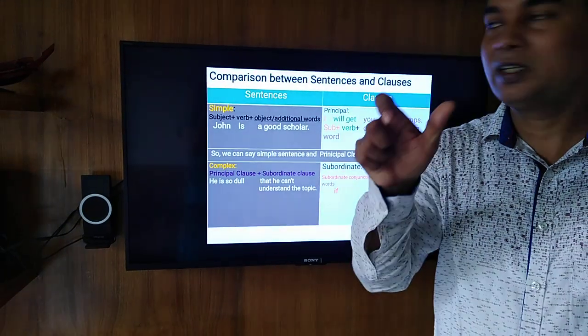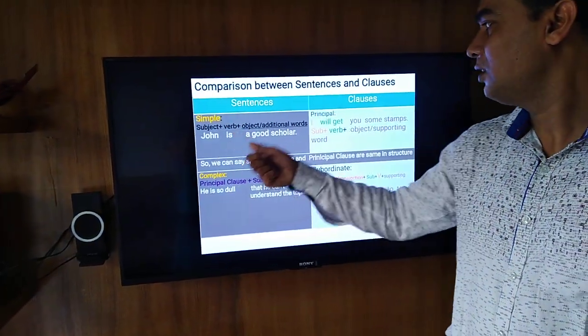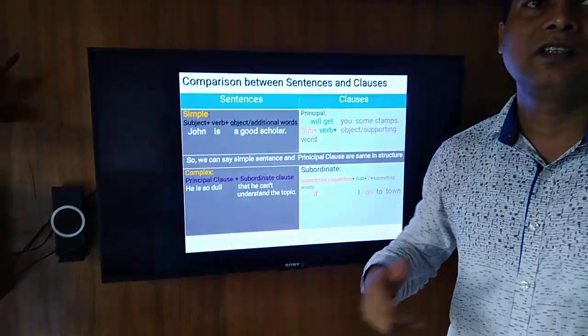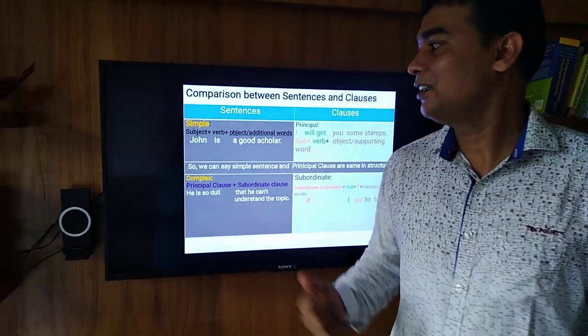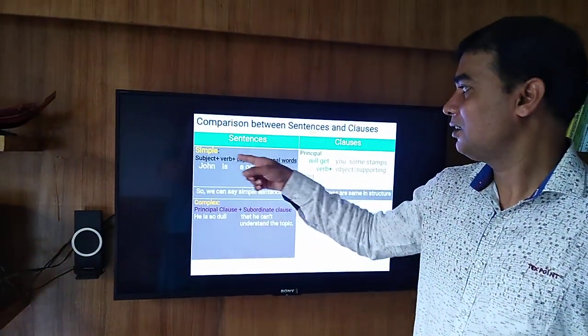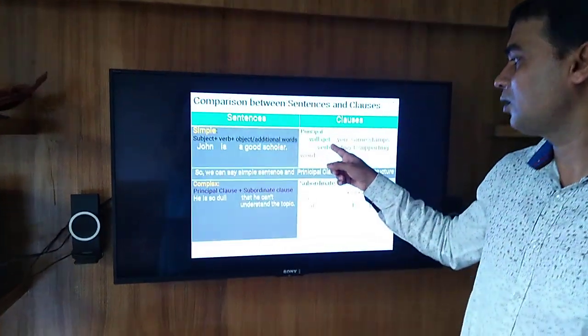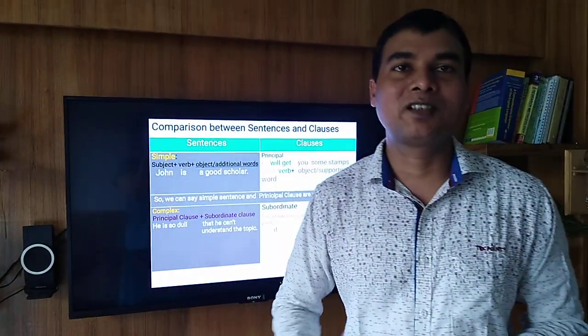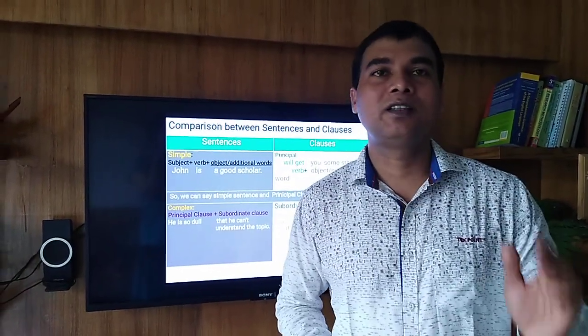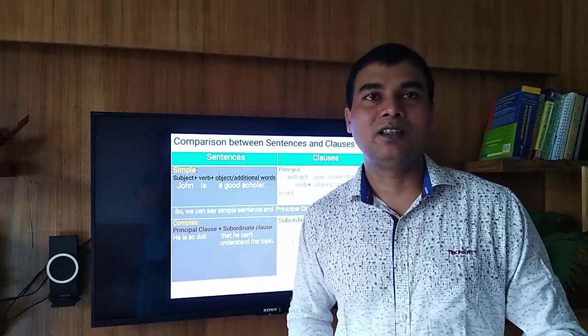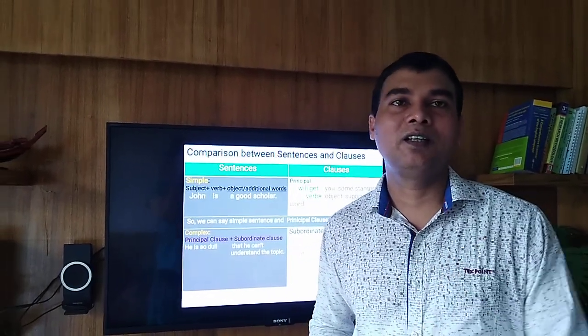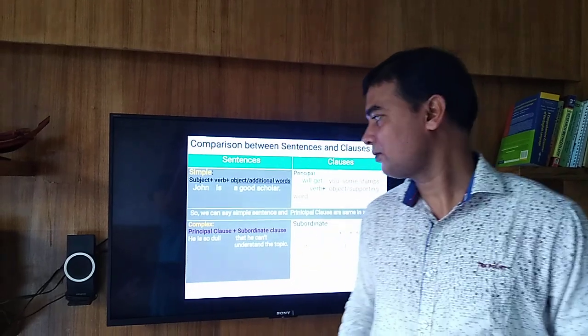So if we compare now simple sentence with a principal clause, then we can easily say that simple sentence and principal clause are same in structure. That means if I give you a simple sentence, there of course you will find a principal clause.